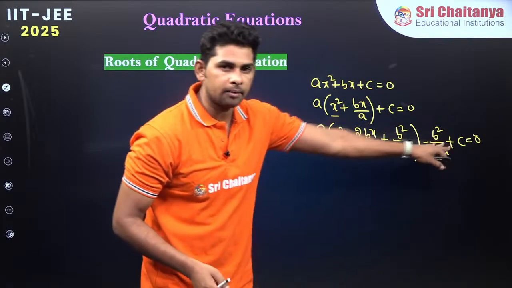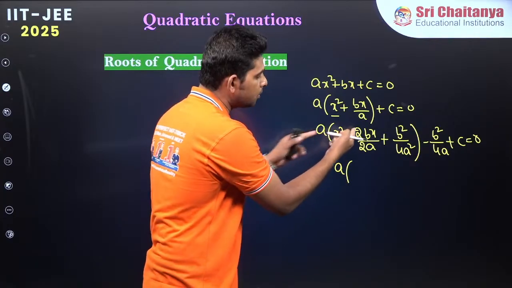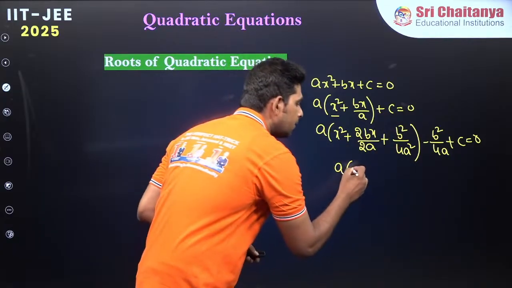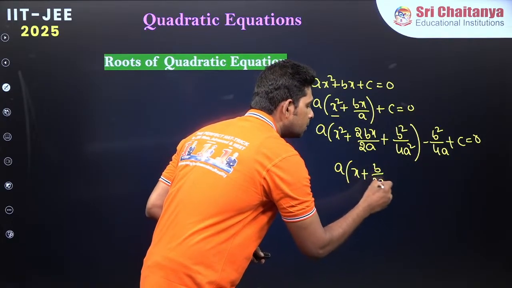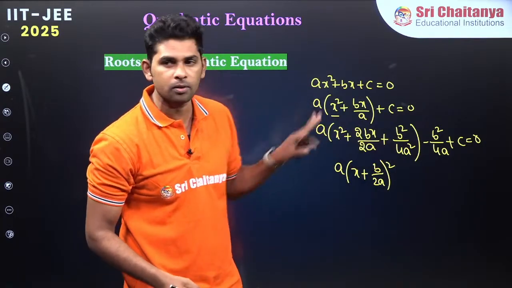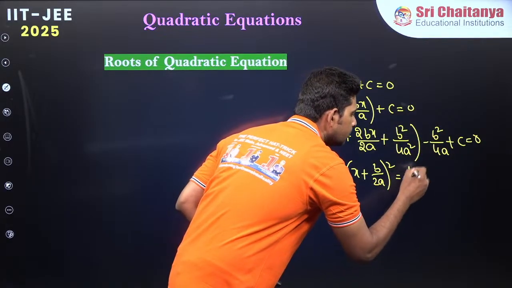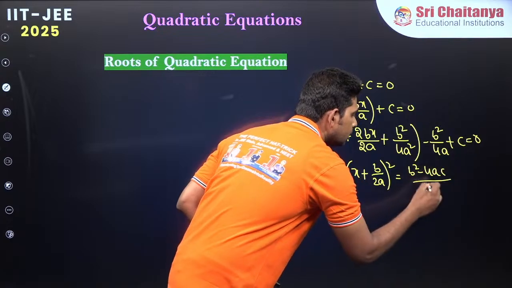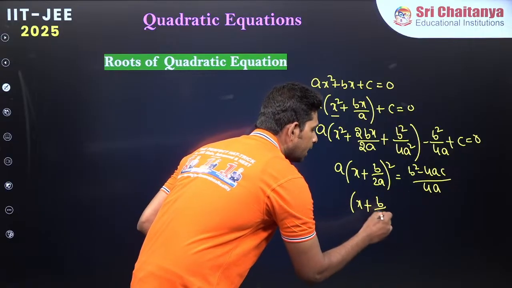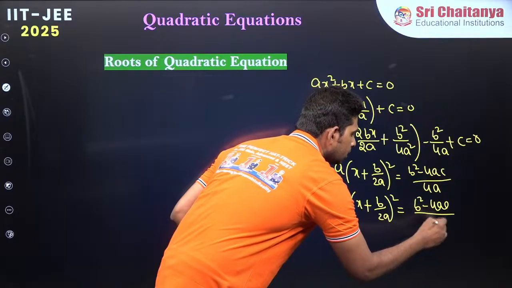On taking LCM here, you end up with this. That is giving us x plus b by 2a whole square. So m plus n whole square is m square plus 2mn plus n square. And this one, if I take it to the right side by taking LCM, you end up with b square minus 4ac by 4a. Then x plus b by 2a whole square equals b square minus 4ac by 4a square.